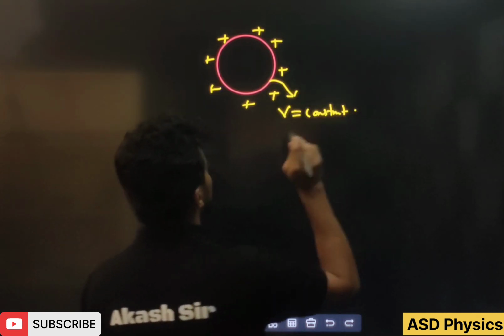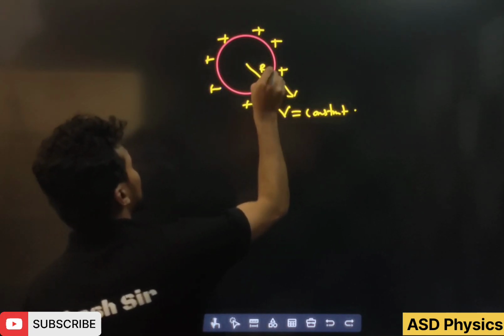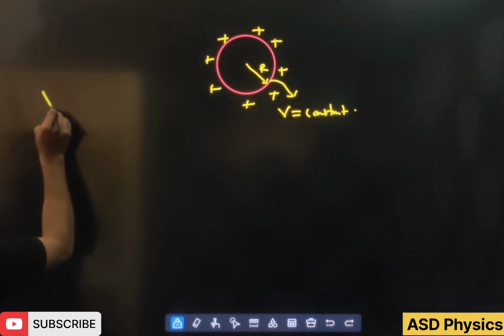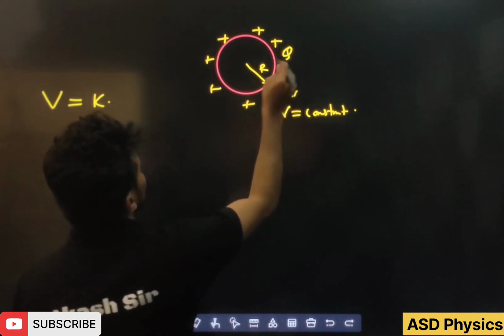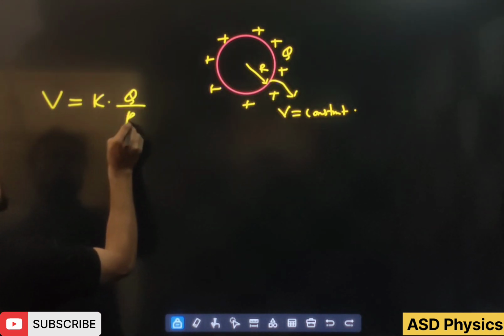V will be what? Constant. Let's take for example, this radius is R. Do you know the potential formula? V equals K into, let's take for example, charge is Q. So K into Q by R.